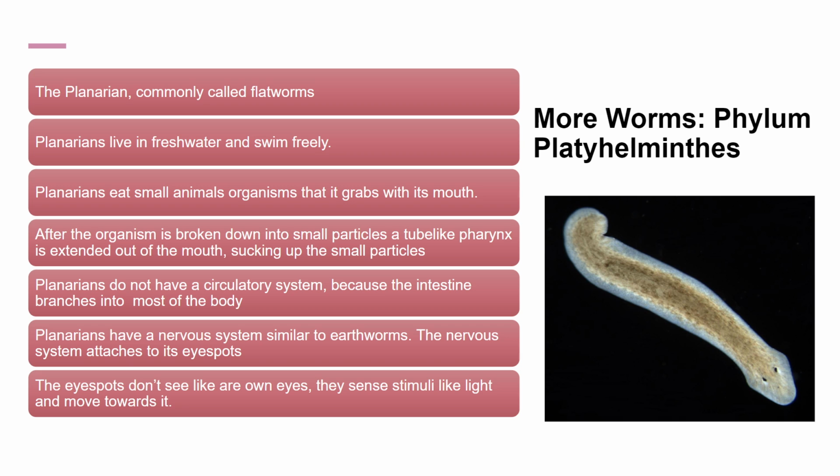And then we can't forget other types of worms, like the flatworm, phylum Platyhelminthes. Planarian is a great example of a flatworm. They can be freshwater, and most of them are. They eat small animals, they can grab with their mouth, they have eye spots, and they are also going to be able to utilize a nervous system that's very similar to earthworms. Their nervous system actually attaches to their eye spots. And the eye spots are not like our own eyes, they are actually just stimulating areas that can receive whether or not there's light there. And if light is present, they tend to move toward it.